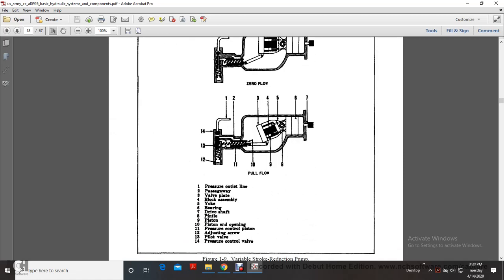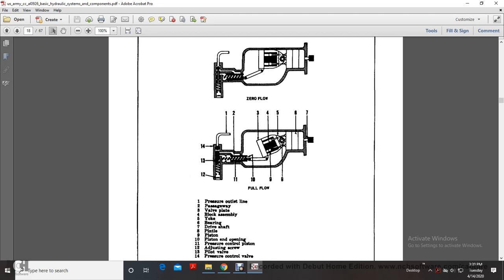Alright, this shows a variable stroke reduction pump. It shows the zero flow, and then it shows full flow. And 1 would be your pressure outlet line, 2 passageway, 3 valve plate, 4 block assembly, 5 yoke, 6 bearing, 7 drive shaft, 8 pintle, 9 piston, 10 piston opening, and then 11 pressure control piston, 12 adjusting screw, 13 pilot valve, 14 pressure control valve.